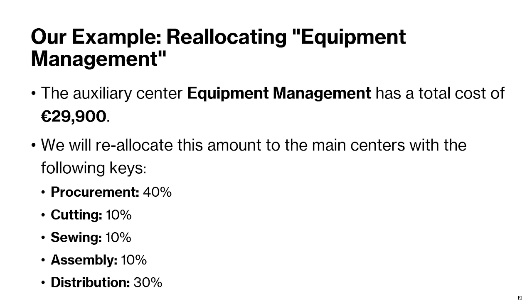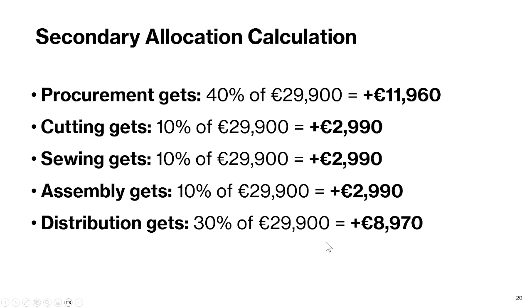In our example, we need to relocate the 29,900 from equipment management. We use a new set of allocation keys for this. For instance, the procurement center, which relies heavily on well-maintained systems, will receive 40% of this cost. The calculation is very straightforward. Procurement gets 40% of 29,900, which is an additional 11,960. Distribution gets 30%, which is 8,970, and so on.